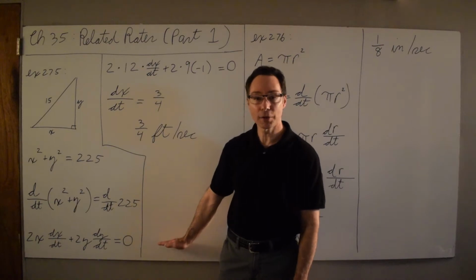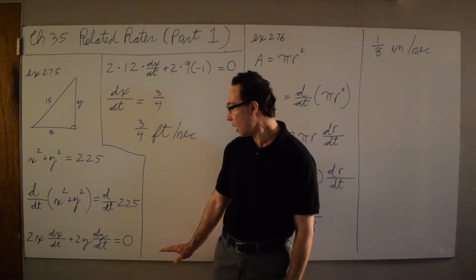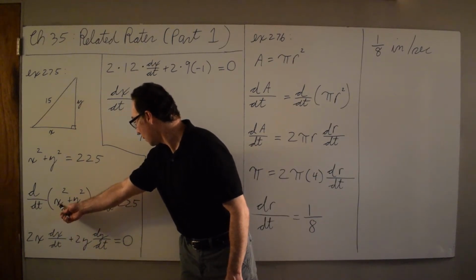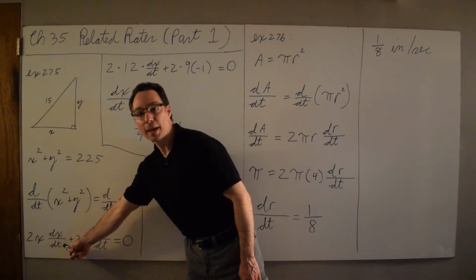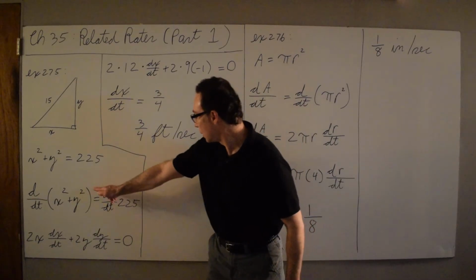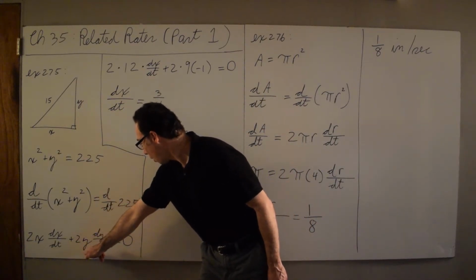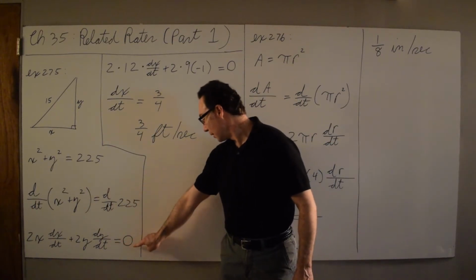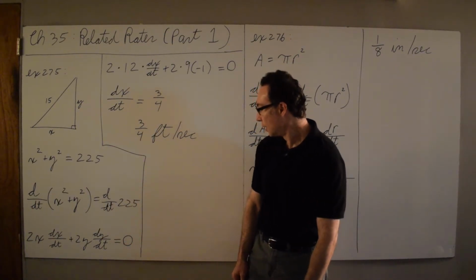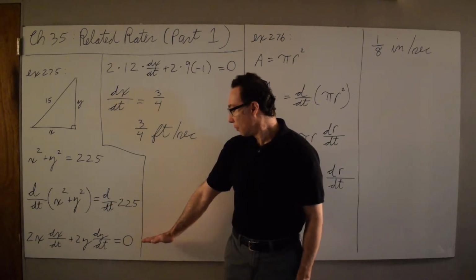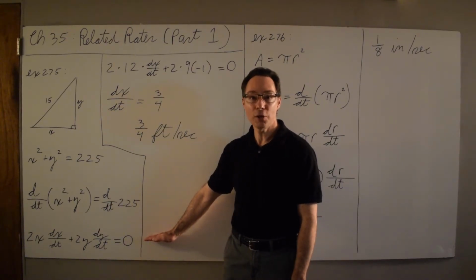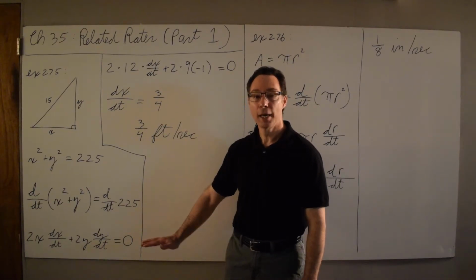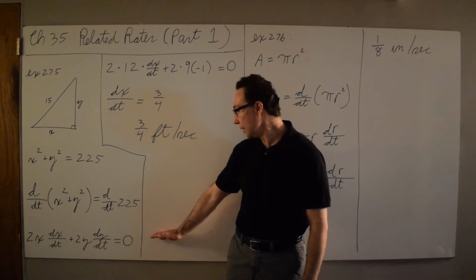The derivative of x squared is 2x times dx/dt. So we use the chain rule. The derivative of x squared is 2x dx/dt. The derivative of y squared is 2y dy/dt. The derivative of a constant is always 0. So now that we've used implicit differentiation, we have 4 variables right here. We have an x, a y, a dx/dt, and a dy/dt.